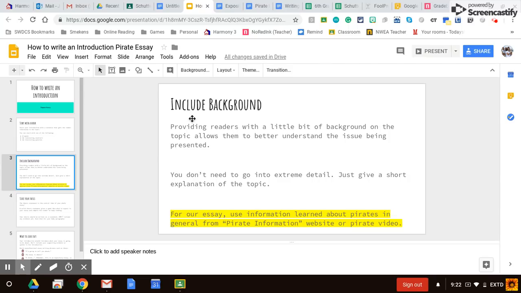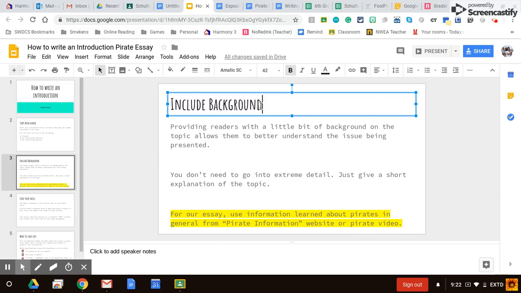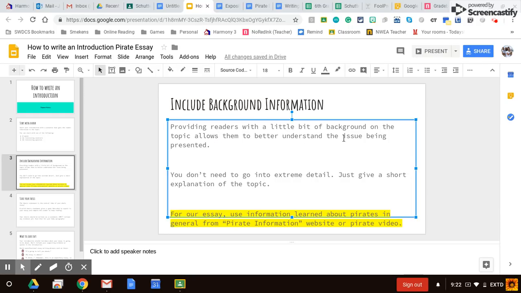Next, you need to include background information. Providing readers with a little bit of background on the topic allows them to better understand the issue being presented. You don't need to go into extreme detail. Just give a short explanation of your topic. For our essay, use the information learned about pirates in general from Pirate Information website or the Pirate video. That is the information that we have written on your Post-it note that's in your vocab book.